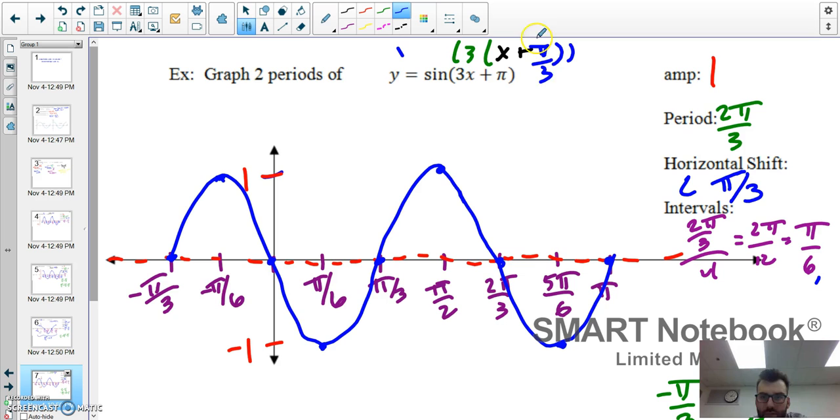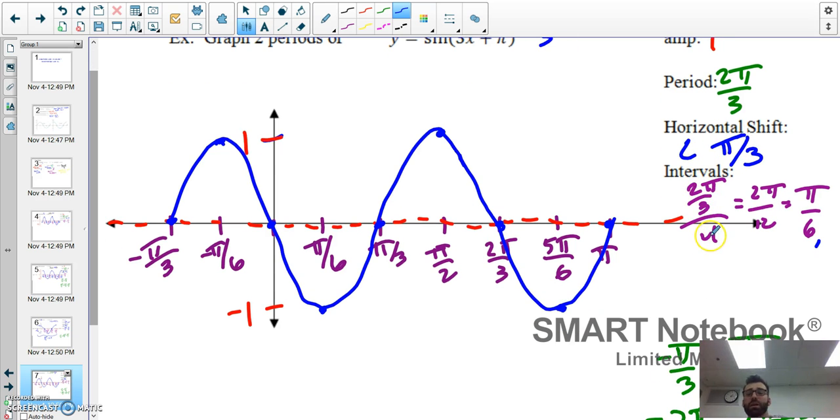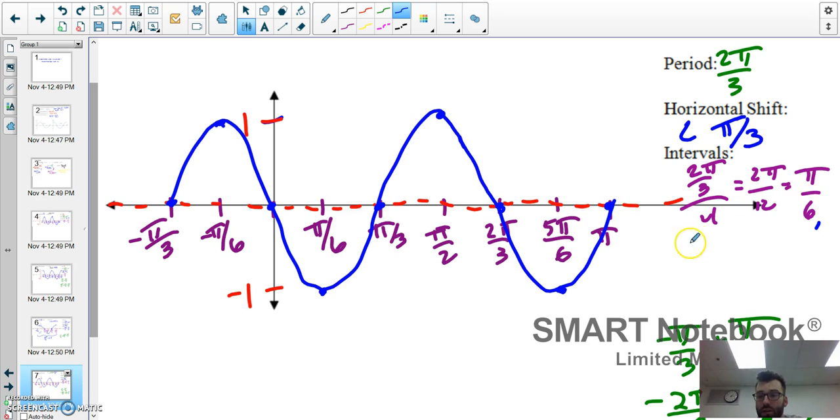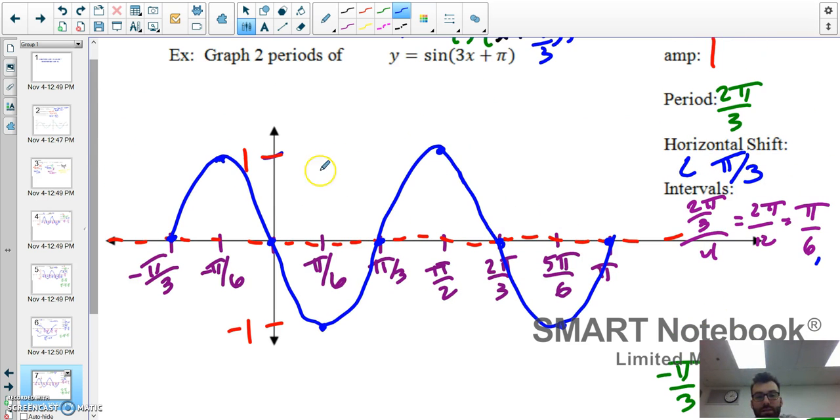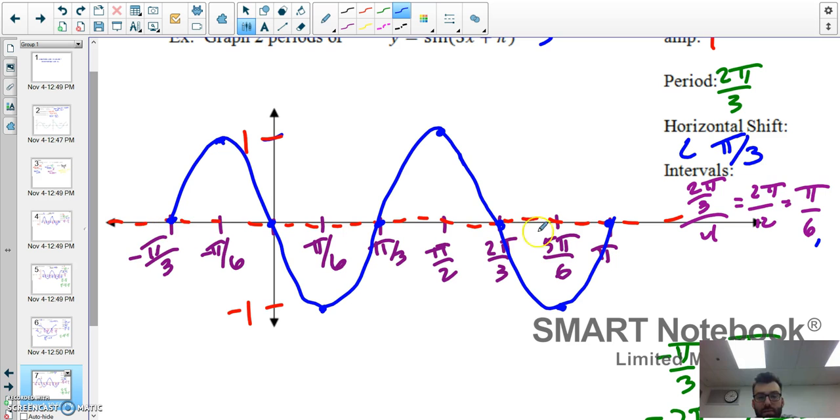Remember, pi divided by 3 is pi over 3. So my period is 2 pi over 3. My horizontal shift is to the left, pi over 3. My intervals are 2 pi over 3 divided by 4, which is 2 pi over 3 times 1 over 4, which is 2 pi over 12, which is pi over 6. So to realize what my next tick mark will be, I did negative pi over 3 plus pi over 6. Well, negative pi over 3 is negative 2 pi over 6 plus pi over 6, which is negative pi over 6. Alright, so these are my intervals.